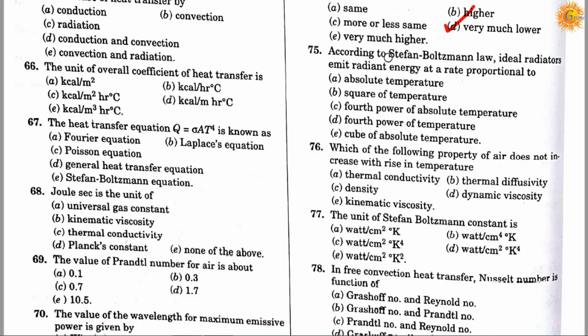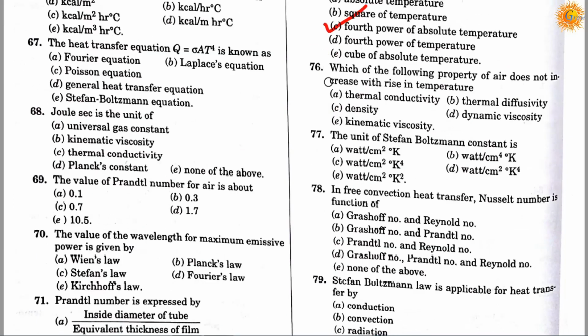Question number 75. According to Stefan Boltzmann's law, ideal radiators emit radiant energy at a rate proportional to: option A, absolute temperature; option B, square of temperature; option C, fourth power of absolute temperature; option D, fourth power of temperature; and option E, cube of the absolute temperature. Correct answer is C. According to Stefan Boltzmann law, ideal radiators emit radiant energy at a rate proportional to the fourth power of absolute temperature.